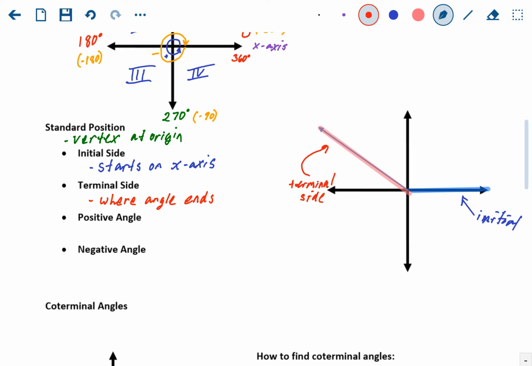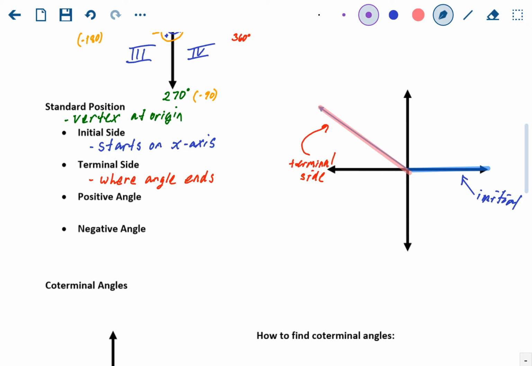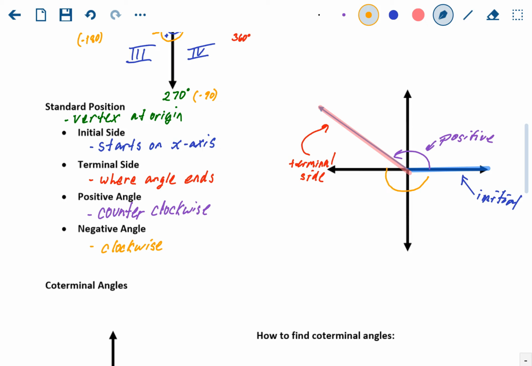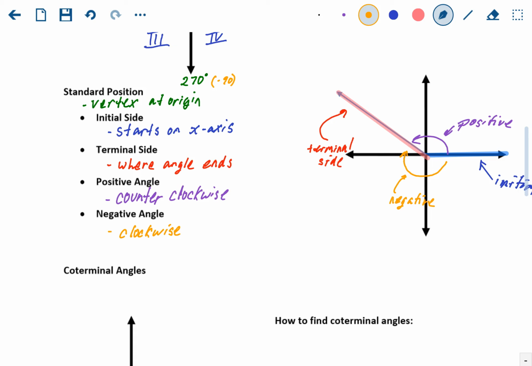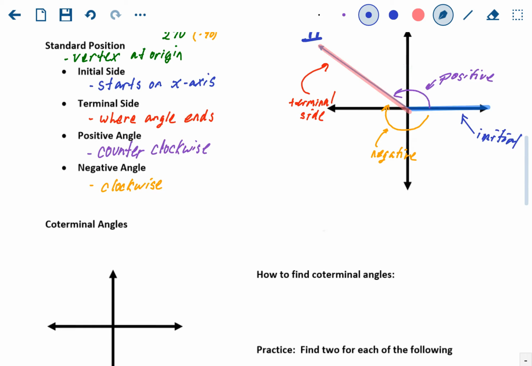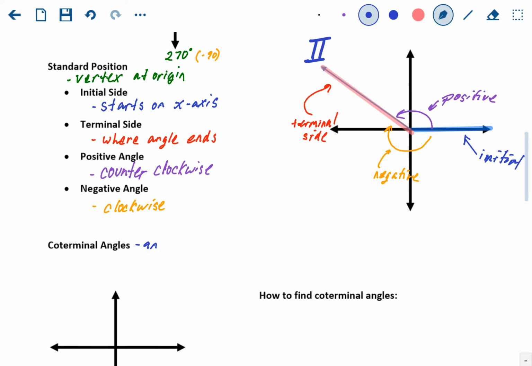Now there's 2 ways we could measure this angle. You can measure it going counterclockwise, which would make it a positive angle. Or you could do it going the opposite way, clockwise, which would make a negative angle. But they represent the same side. It's the same initial side, it's the same terminal side. Just they're going to have different measures. So one's going to be positive, one's going to be negative. And what quadrant are we in? Our terminal side, you always label it by the terminal side. The terminal side in this case is in the second quadrant, top left.